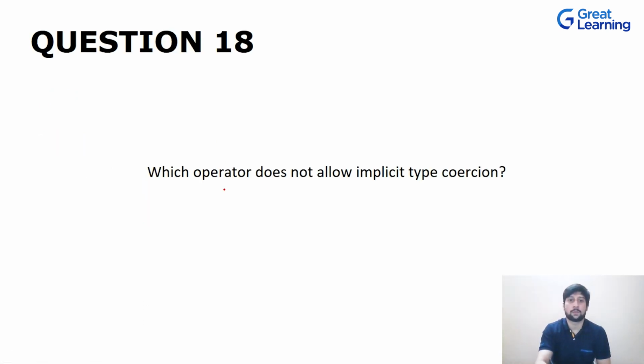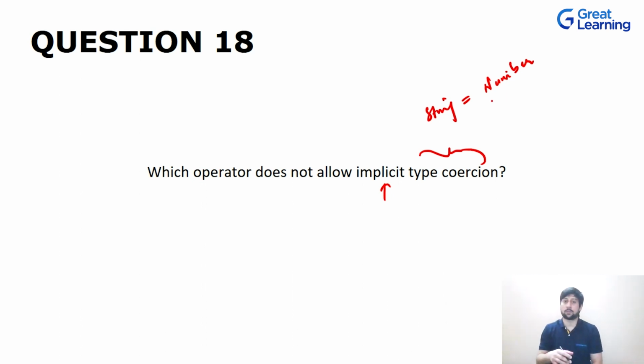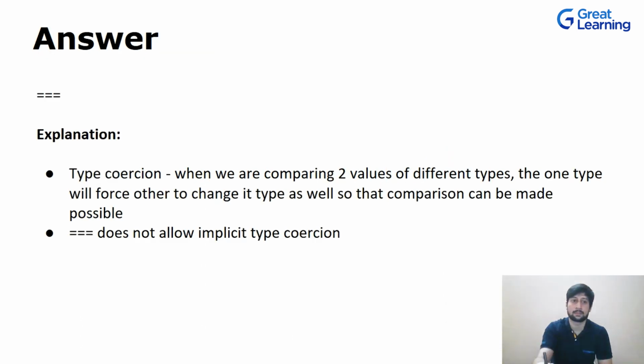Now let's talk about which operator does not allow implicit type coercion. So we already know what is type coercion. Implicit means basically automatic. Type coercion means converting the data type of one variable into another, let's suppose a string into a number. So which operator does not allow this? There is an operator which is triple equal to sign, and this helps us to stop implicit type coercion.